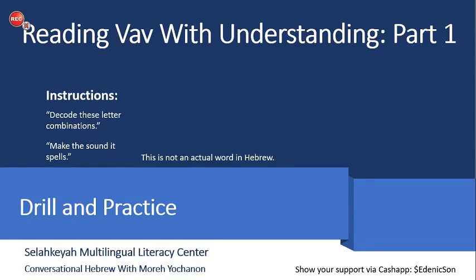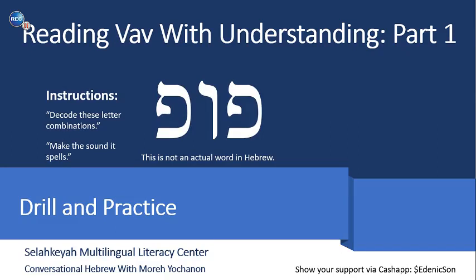The next one, we have pei makes a p sound. We have vav makes an o sound, and we have the pei making another p sound. Now, you can argue about this should be the final pei, whatever. Okay. Breaking this down, we have p, o, p, pope, pope.